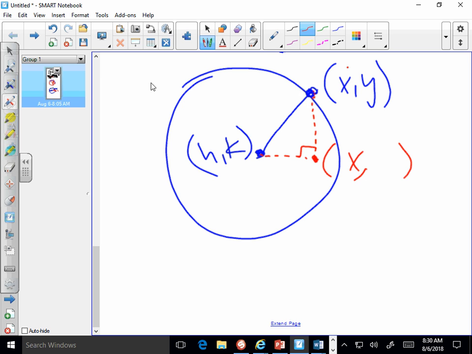Jayla, what's the y value here? Right, because they're on the same horizontal line. They have the same y value. Okay. All right, so now we know this point. Excellent. Why does this help me write the equation of a circle?